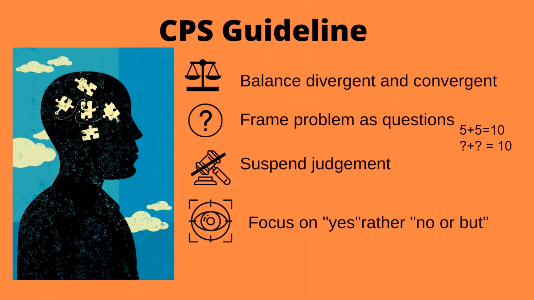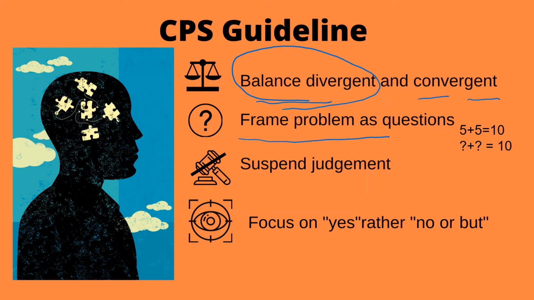Let's go through the creative problem solving guidelines. The first is to balance divergent with convergent. That means you start with divergent and come up with a free flow of ideas without judgment, followed by convergent thinking of evaluating and organizing all those ideas.